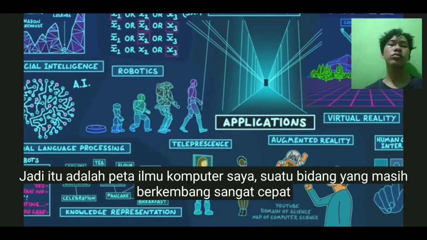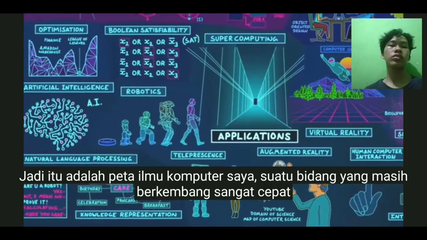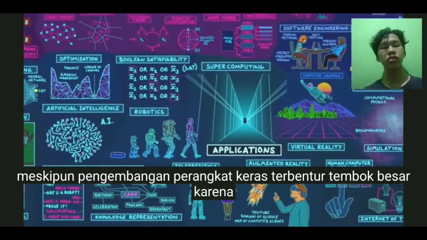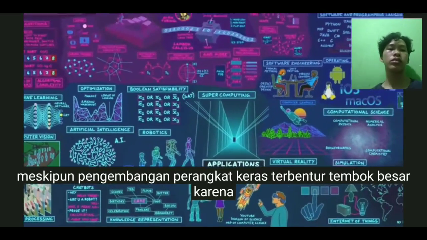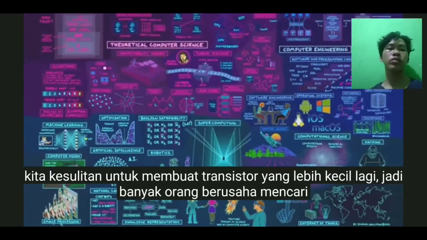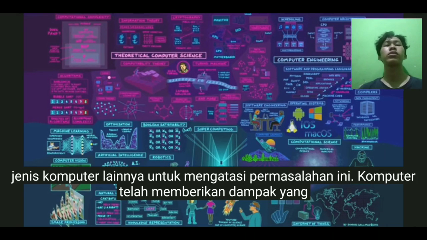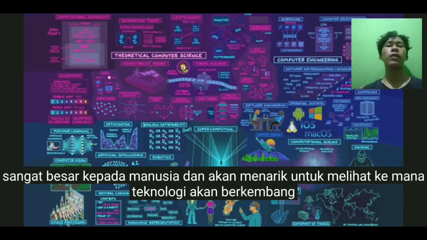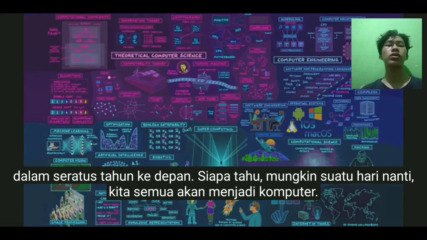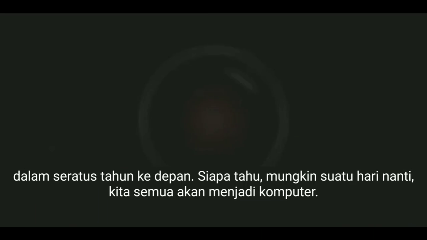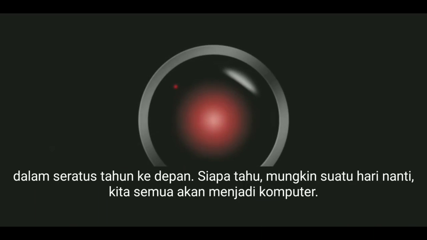So that is my map of computer science, a field that is still developing as fast as it ever has, despite the fact that the underlying hardware is hitting some hard limits as we struggle to miniaturize transistors anymore. So lots of people are working on other kinds of computers to try and overcome this problem. Computers have had an absolutely huge impact on human society, so it's going to be interesting to see where this technology goes in the next 100 years. Who knows, perhaps one day we'll all be computers.